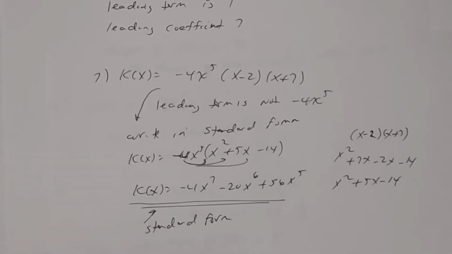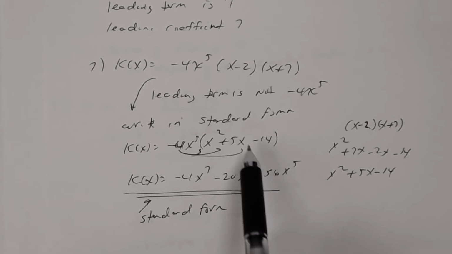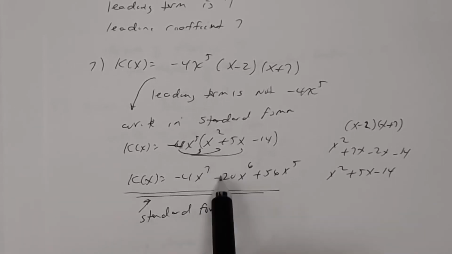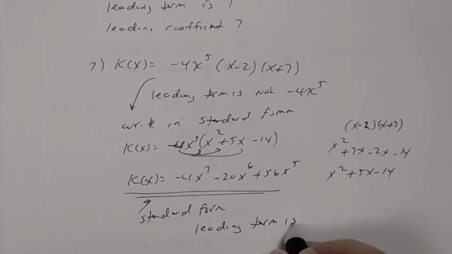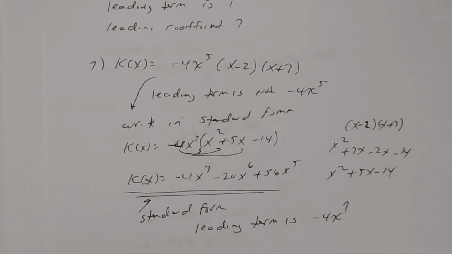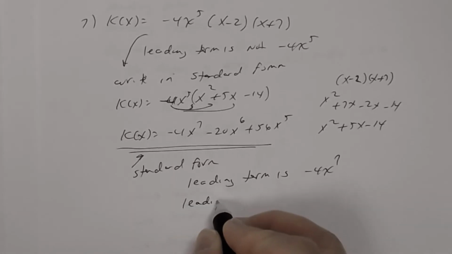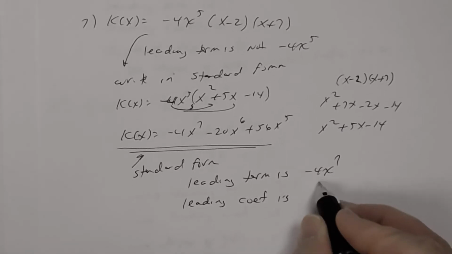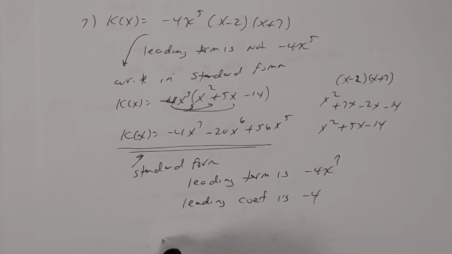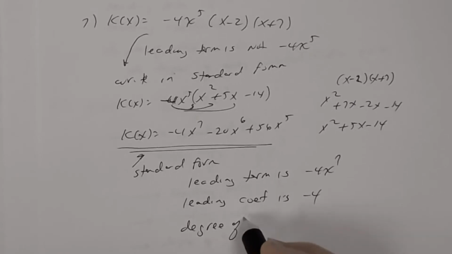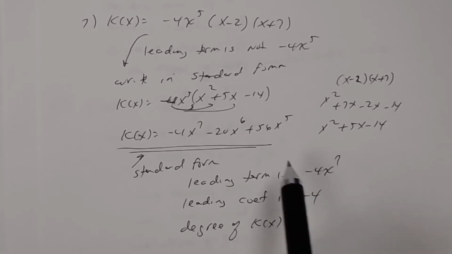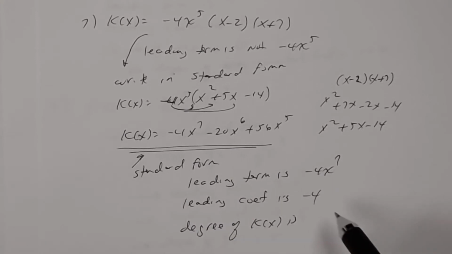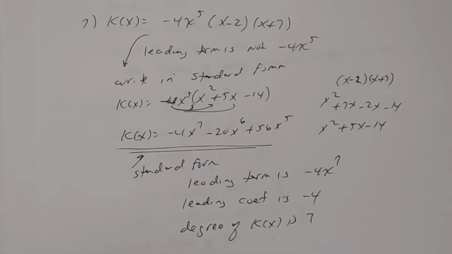And now can you tell me what the leading term is? The leading term is negative 4x to the seventh. So the leading term is negative 4x to the seventh. Your leading coefficient is negative 4. And then the degree of, and this was k of x, so the degree of k of x is, remember the degree is the exponent of the leading term or the largest exponent you see. So the degree is 7. Okay? All right, so those are examples of polynomial functions.